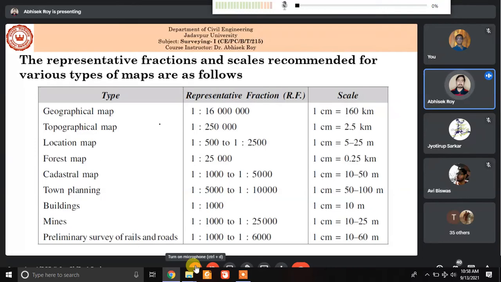These are common examples showing which representative fraction, or RF, we normally adopt in which type of survey. For geographical survey, we normally adopt this sort of representative fraction. For topographical map, normally we adopt this sort of ratio. For location map, for a building and other things, we adopt this. For forest map and building map, we generally adopt this. These are only to give you an idea, and are not exactly followed.